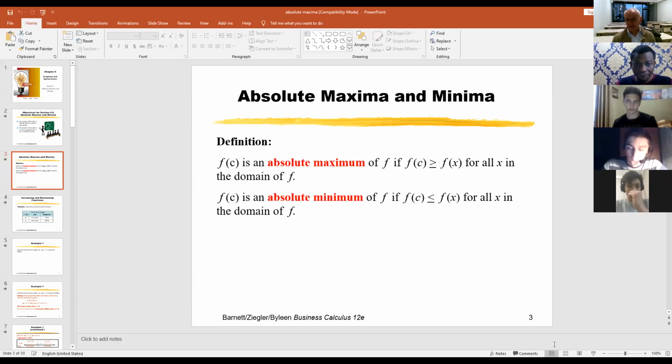And the value of function f(c) is its absolute maximum if f(c) is greater or equal f(x) for all x from the domain. For all x from the domain.